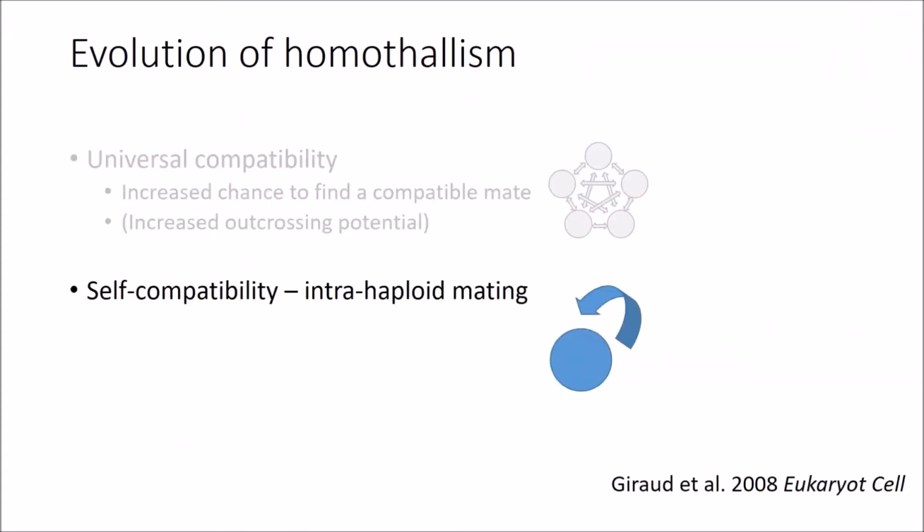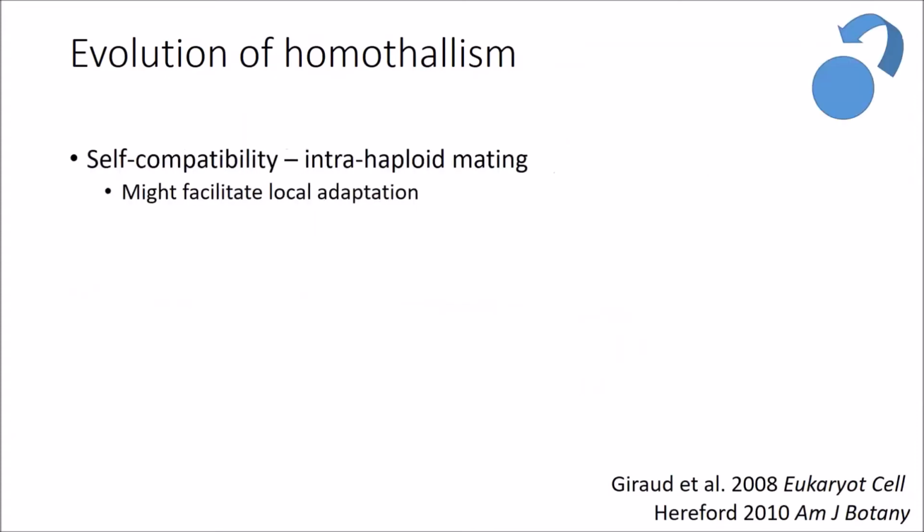So I do not think that evolution of homothallism is driven by universal compatibility. I would say it's most likely a result of the increased self-compatibility, so the ability to have intra-haploid mating. So let's dig a little bit into that. Self-compatibility might facilitate local adaptation. If you can mate with yourself and you are locally adapted, you don't break up beneficial gene combinations. And so this makes complete sense, I think.